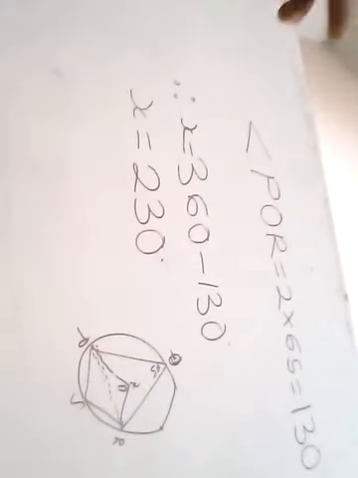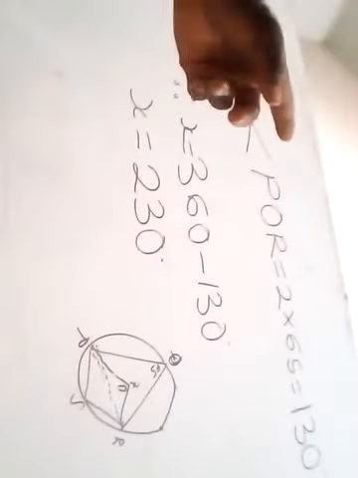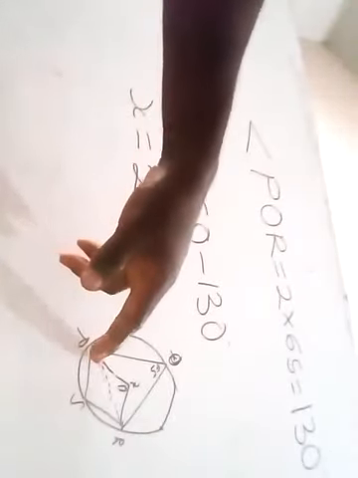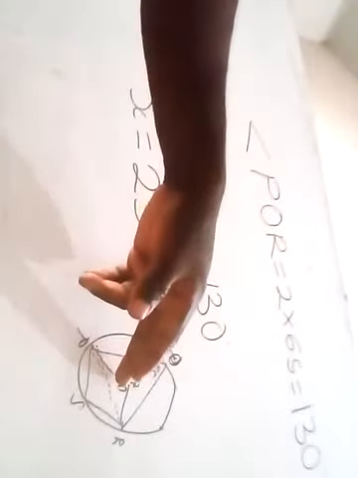I am repeating again. Property 2 says, the angle a chord subtends at the center of a circle is twice the angle it subtends at the circumference of the circle. So we are using property 2 to solve this one. If you look at the diagram of property 2, they are almost the same.